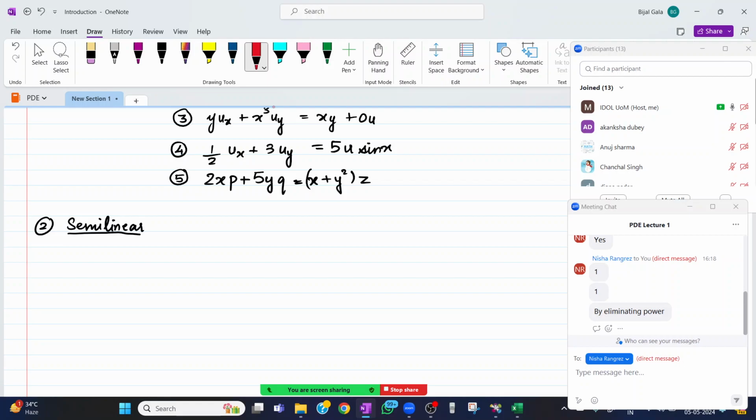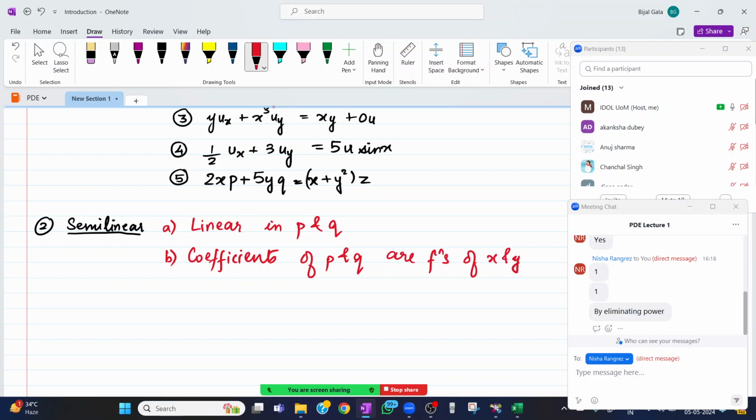Okay, so when I say semi-linear, the first thing, it is linear only in P and Q, and you will have coefficients of P and Q that are functions of x and y. Is this okay? The coefficients of P and Q are functions of x and y. So now your linearity condition on Z is lost.